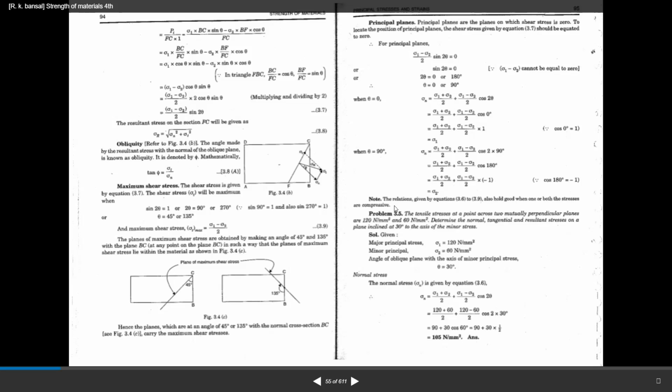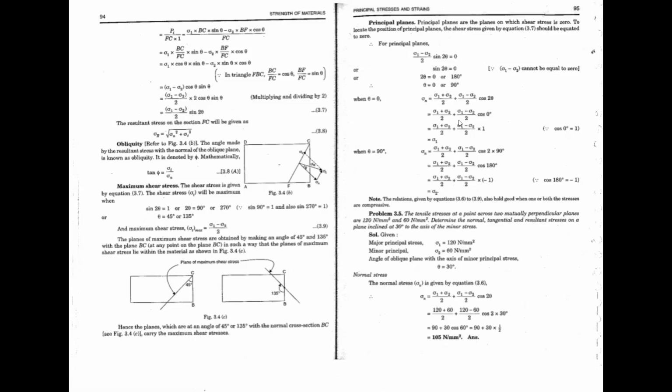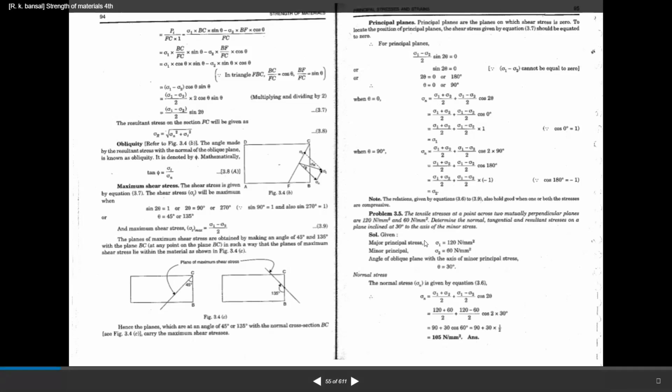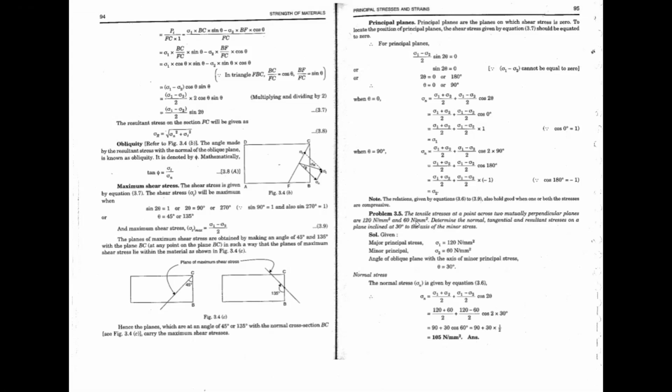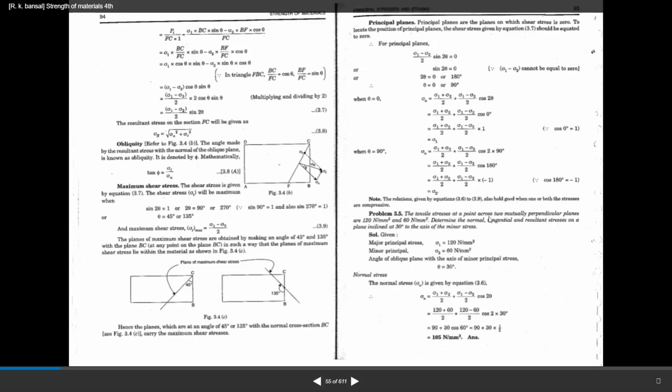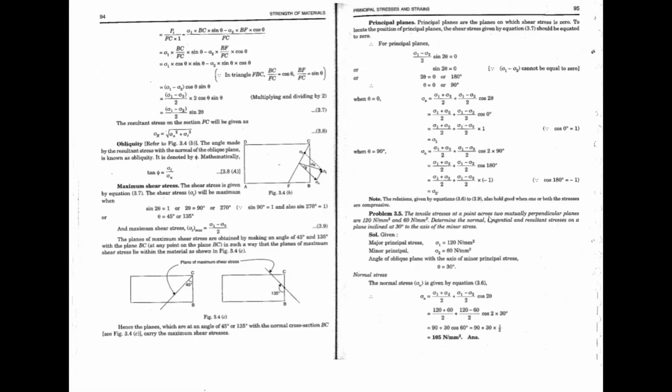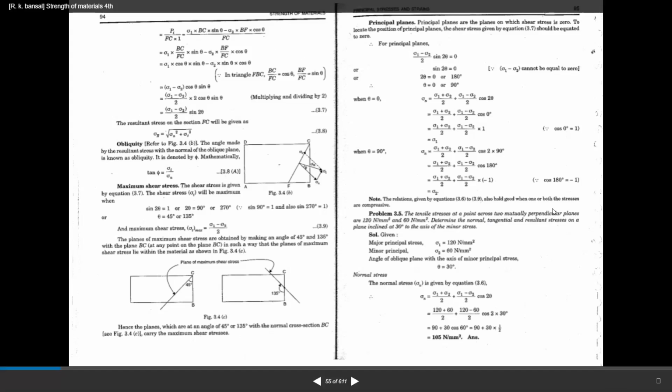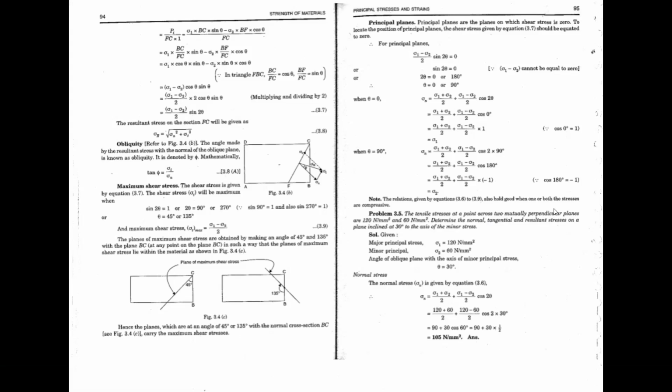Okay. Next, to start the problems, analytical method for case 2. See this problem 3.5. The tensile stresses at a point across two mutually perpendicular planes are 120 Newton per mm square and 60 Newton per mm square.